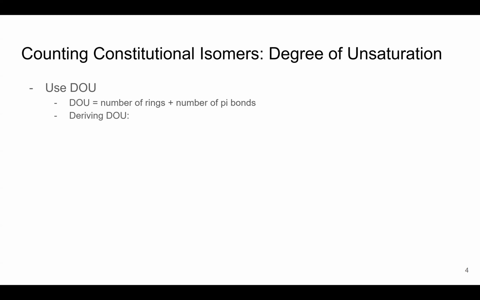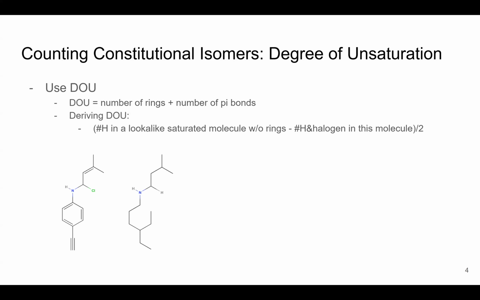So how do we derive the degree of unsaturation? Well, the big idea is that you take the number of hydrogens in a lookalike saturated molecule without rings, minus the number of hydrogens and halogens in this molecule, and you divide it by 2. So why do we do this? Let's demonstrate this with an example.